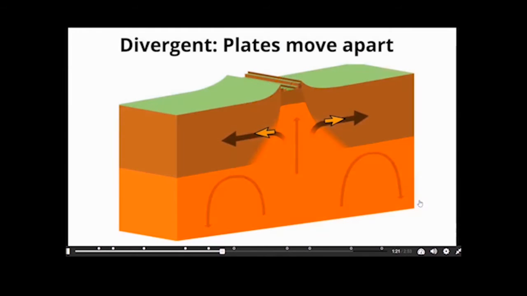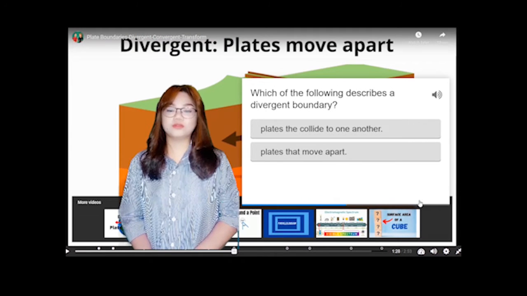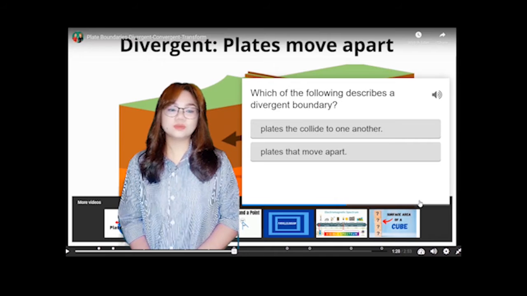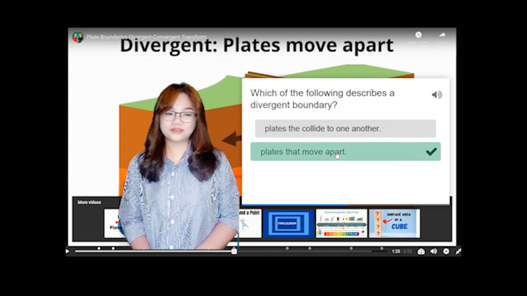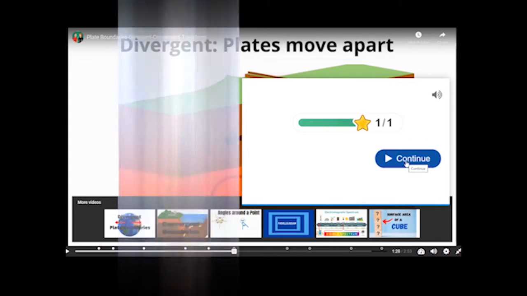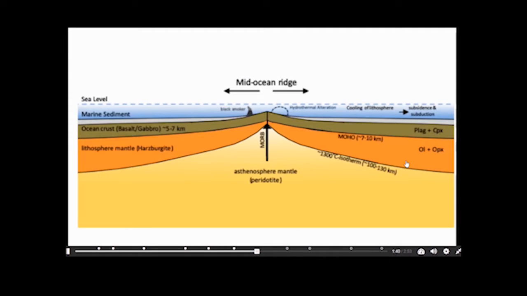Next, you have divergent boundaries. This is when two plates move away from each other. The separation allows the... Another question. Which of the following describes a divergent boundary? Plates that collide to one another or plates that move apart? What do you think so? You got it correctly. Plates that move apart. Asthenosphere to rise towards the surface and partially melt. This melting creates magma, which erupts as lava, and then the lava cools and hardens to create new rock and ocean floor or new continental crust.